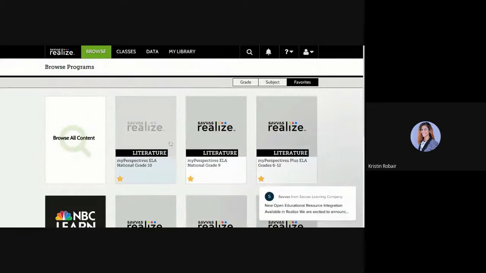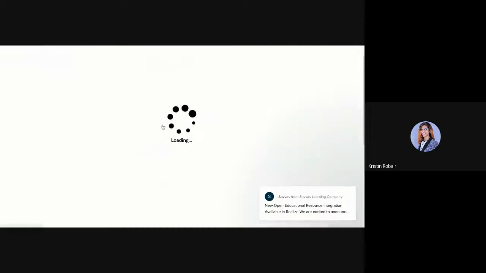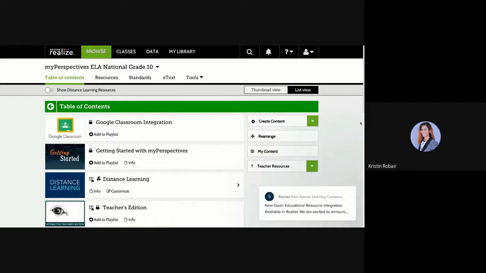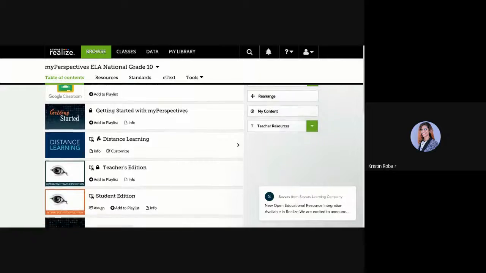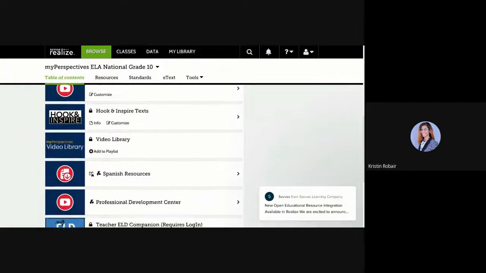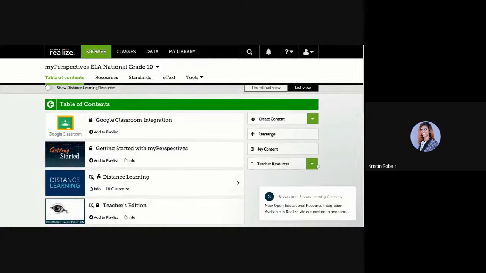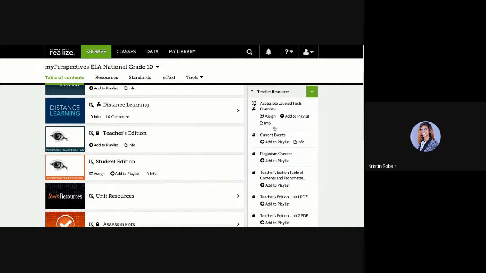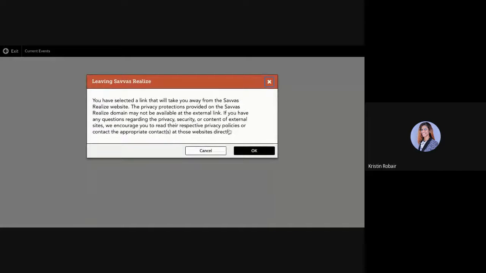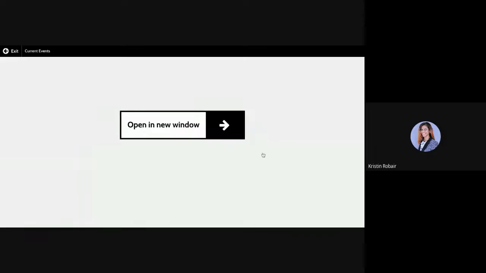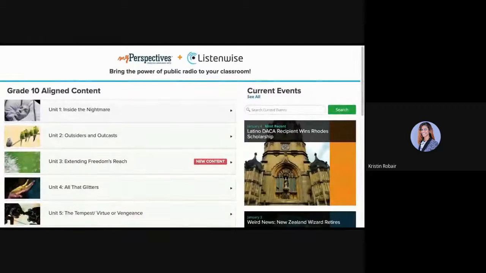Browse all 10 programs. Because I was a 10th grade teacher, I'm going to go to 10th grade. And here you're going to see the table of contents listed, all of these cool little features. But you want to click here where it says teacher resources. And where you see teacher resources, you're going to click on a link that says current events. It's going to ask you to go to a new window. You just press OK.